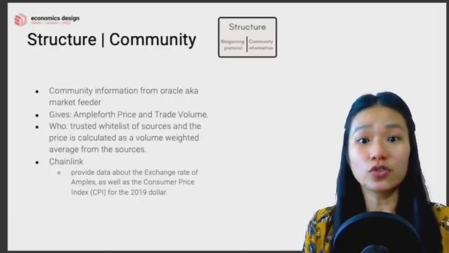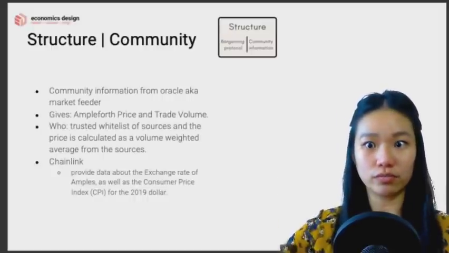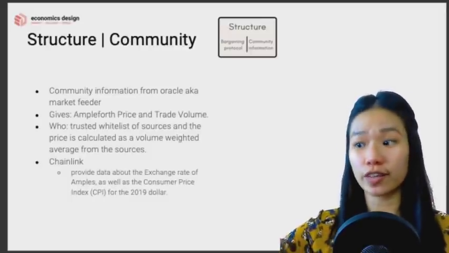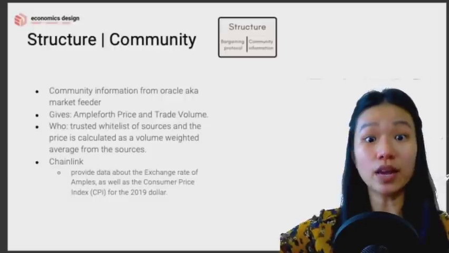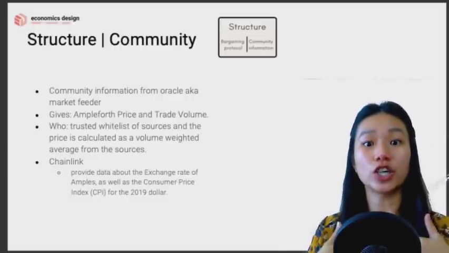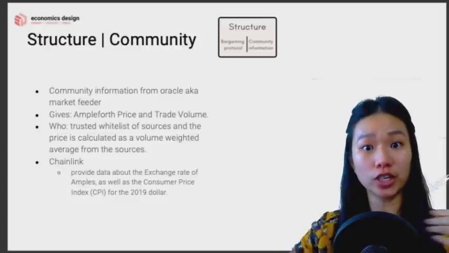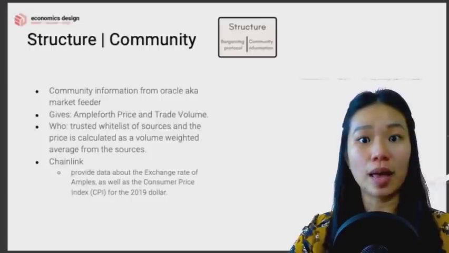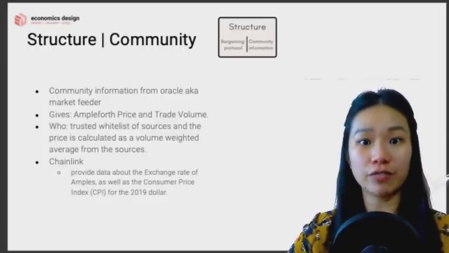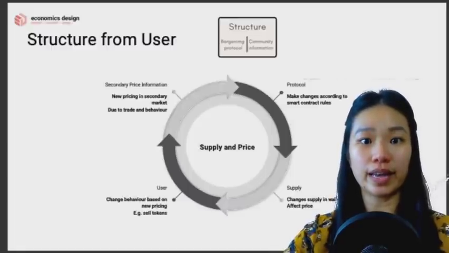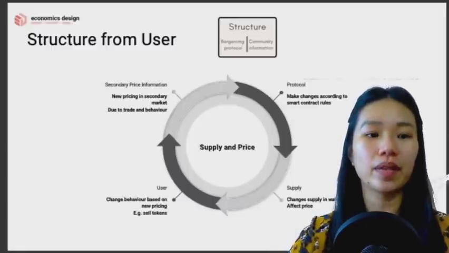Internally, they are looking for an equilibrium price. They can't just do that by ignoring the secondary market, right? So how do they do that? They ask oracles to say, hey, go out and find the prices for me. What is the trading price? What is the trading volume? Let me know so that I can change my internal price to match the external market. So this helps to balance out any fluctuations, any volatility. That is the structure from the external market side.